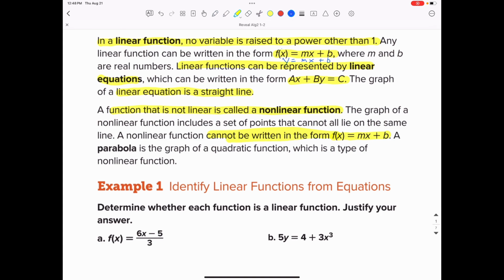One of the first nonlinear functions that we are going to run across is called a parabola. It's the graph of a quadratic function. That's a type of nonlinear function. The main characteristic of a parabola is that it has an exponent of 2. There's actually a full chapter about quadratic equations and quadratic functions that we will see later on in this course.